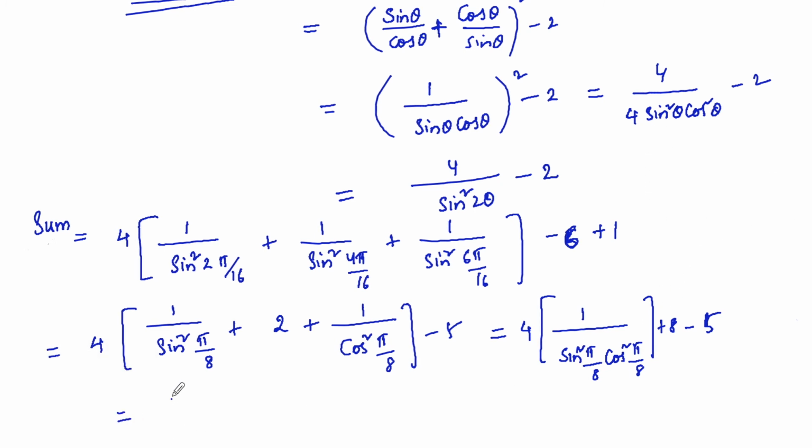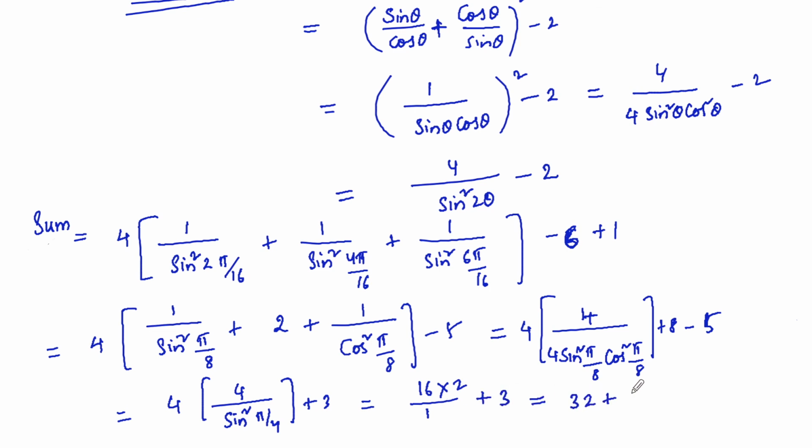So which equals 4 times, and again multiplying and dividing by 4 here, 4 divided by 2 sine theta cos theta whole square, that is sine square 2 pi by 8, that is pi by 4, plus 3, that is 16 upon sine square pi by 4, which is 1 by root 2 whole square, that is 1 by 2, that is into 2, plus 3. So it comes as 32 plus 3, which equals 35.